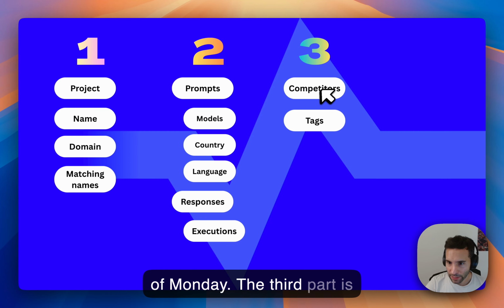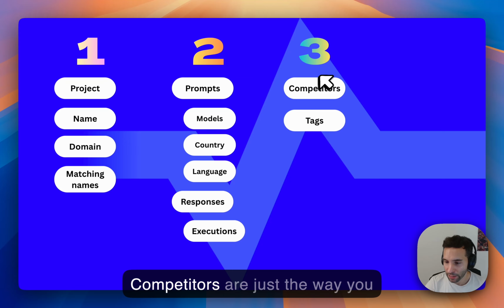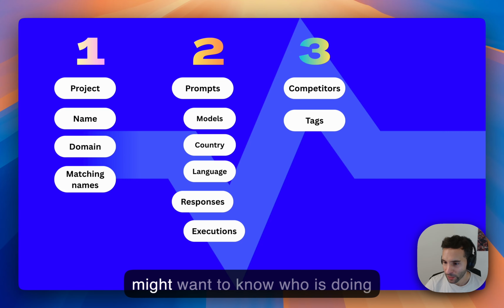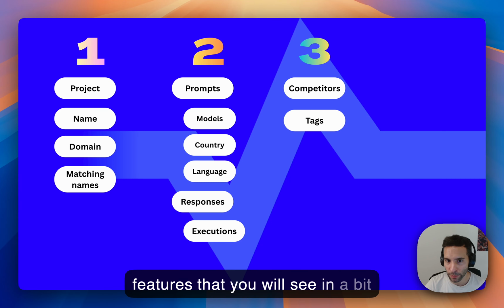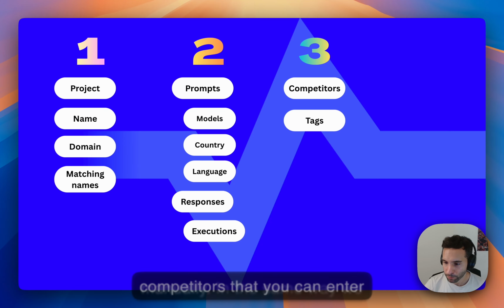The third part is competitors and tags. Competitors are just the way you define your competitors. So if you are, for example, Amazon, you might want to know who is doing better than you, but also who is doing worse. So we let you do that through competitors. Setting up competitors is as simple as using one of our suggested features that you will see in a bit, or actually just relying on the competitors that you can enter manually.